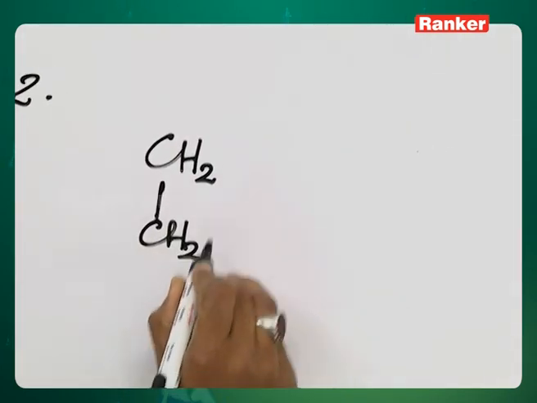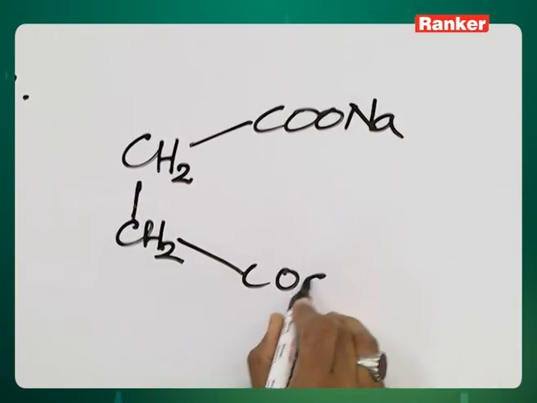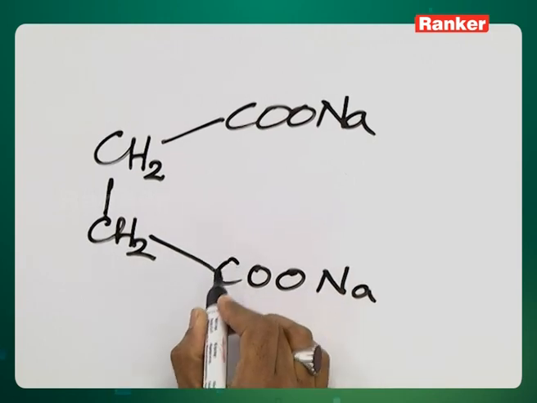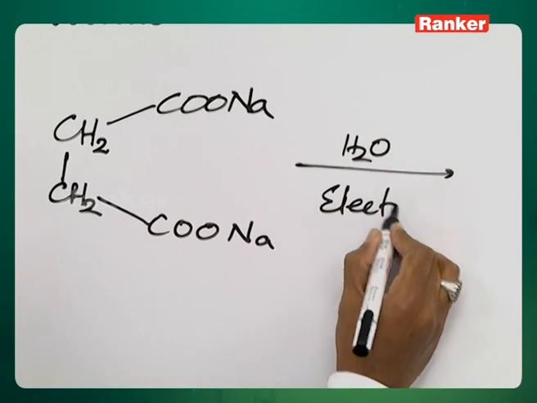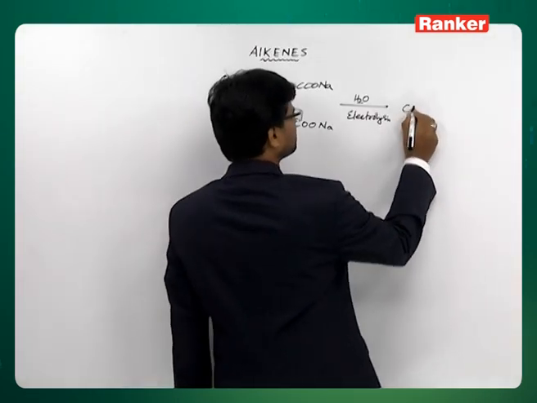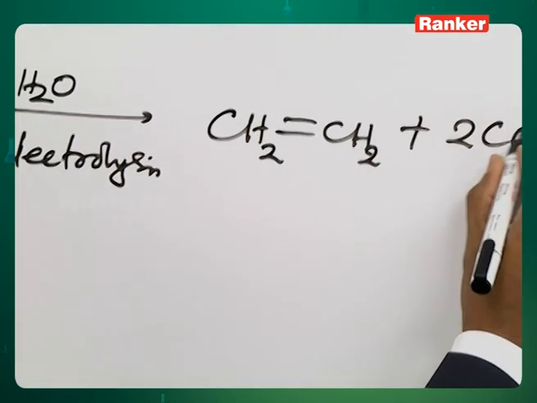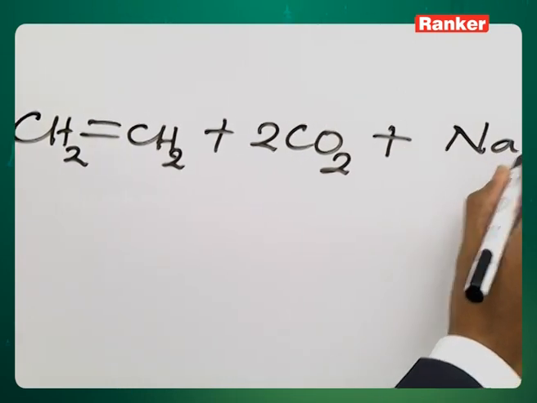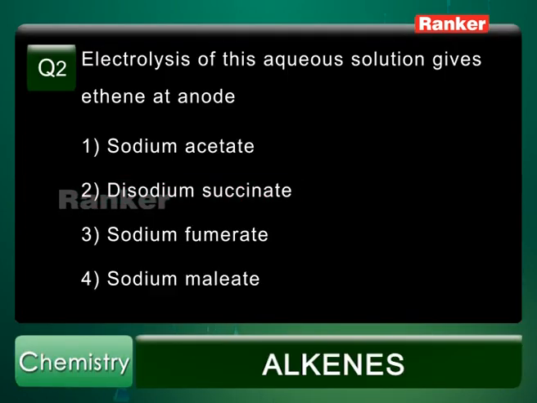This is disodium succinate. On electrolysis, it will give ethene, 2 moles of carbon dioxide, and NaOH. Of course, you get hydrogen gas also. So, the correct answer is disodium succinate, the second option.